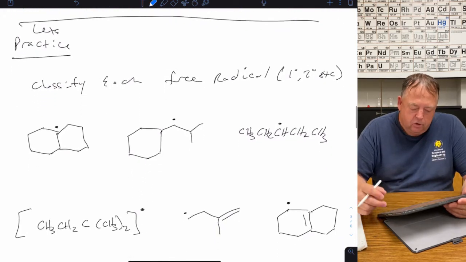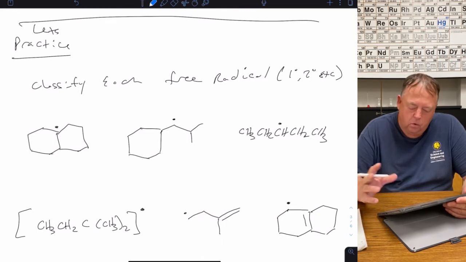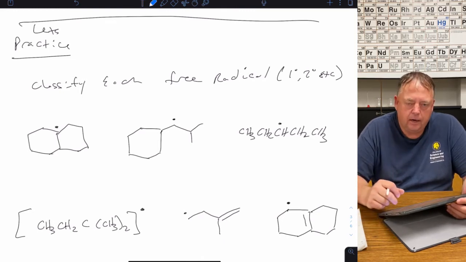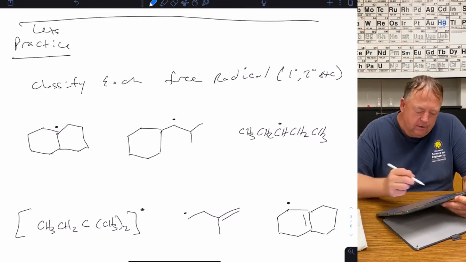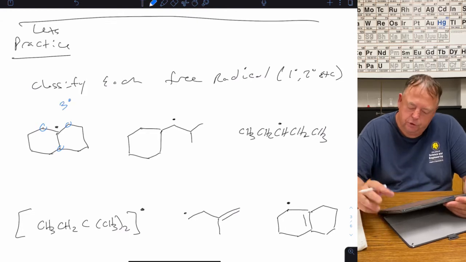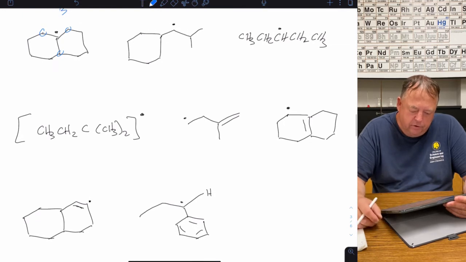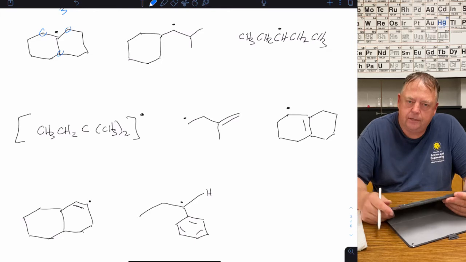Okay, so let's practice a little bit. So let's classify each of these free radicals as primary, secondary, tertiary, methyl, or if it's allylic, benzylic, vinyl, or aryl, throw that in as well. So this first radical, that carbon's got 3 carbons attached to it, so it's tertiary. So you could pause this video and try these right quick, see if you can classify each of those free radicals, and then restart the video and see if you got the answer correct.